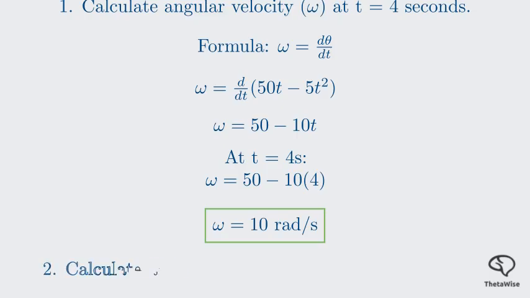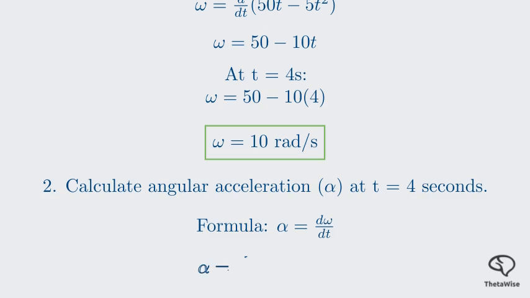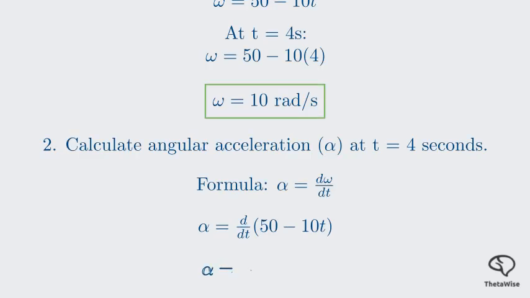Now for part 2, we need to find the angular acceleration at t equals 4 seconds. Acceleration is the derivative of velocity. We'll differentiate the velocity function we just found. We need the derivative of 50 minus 10t. The derivative of a constant like 50 is 0, and the derivative of negative 10t is negative 10. Our acceleration function is alpha equals negative 10 radians per second squared.